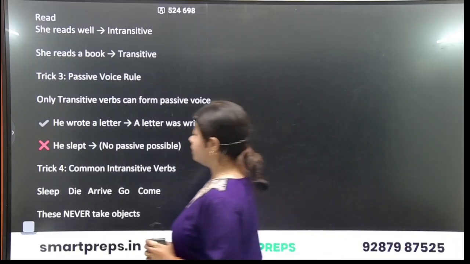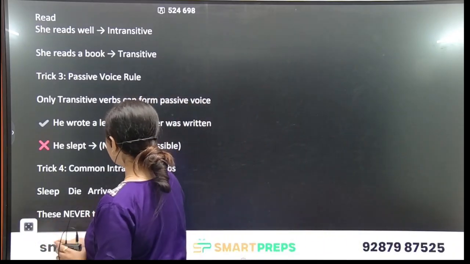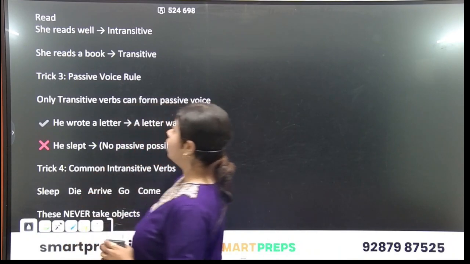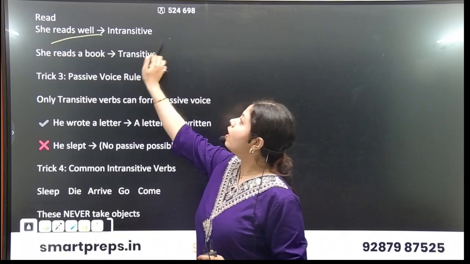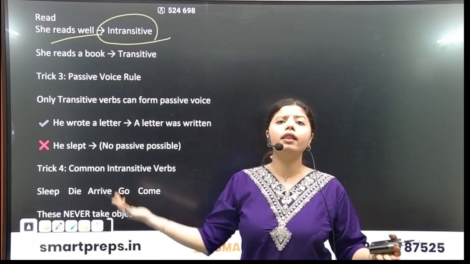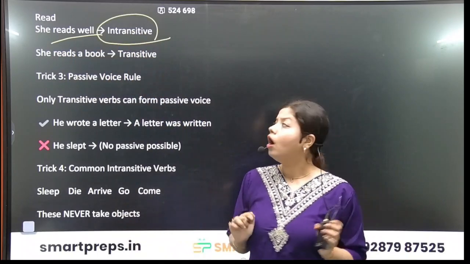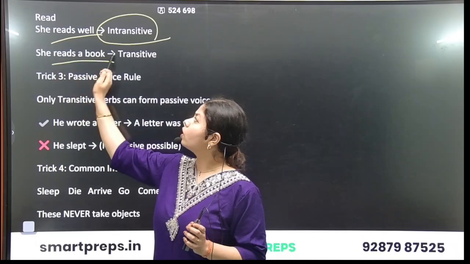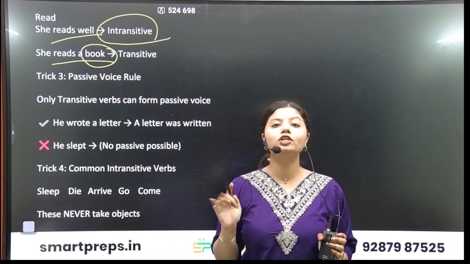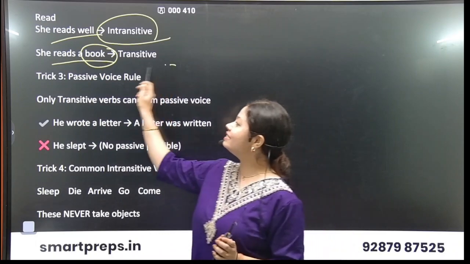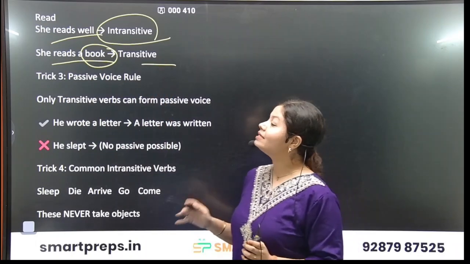Now just check here. There is the same verb, read. She reads well. That will be intransitive. She reads well. Yes, it is a fact. She reads a book. Now book is the object. So we know that whenever there is an object, it will be transitive.